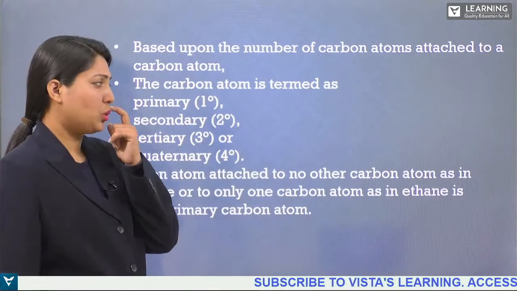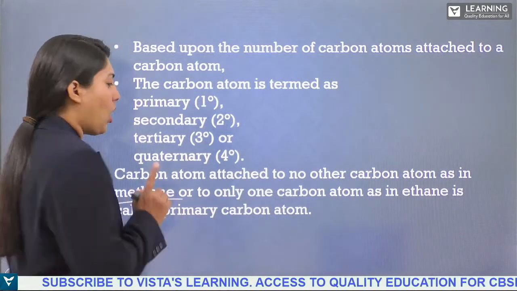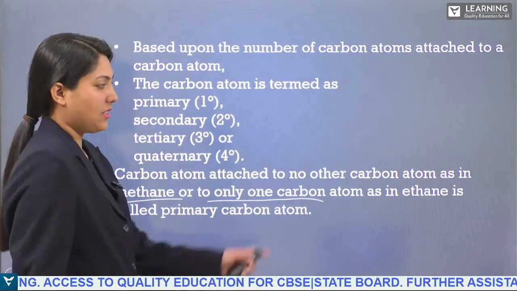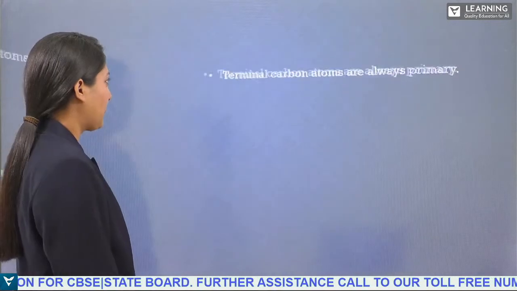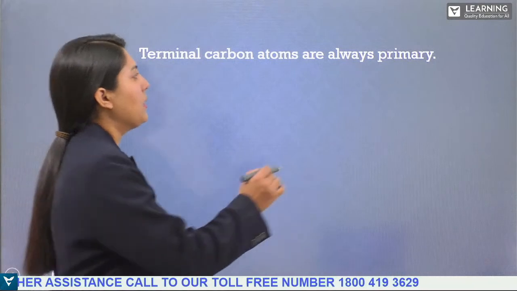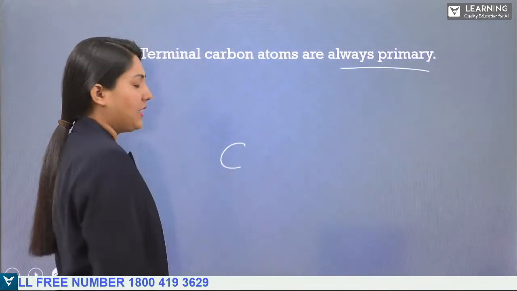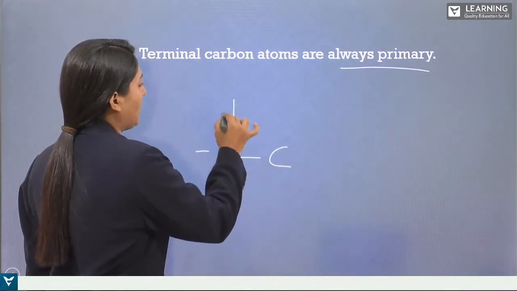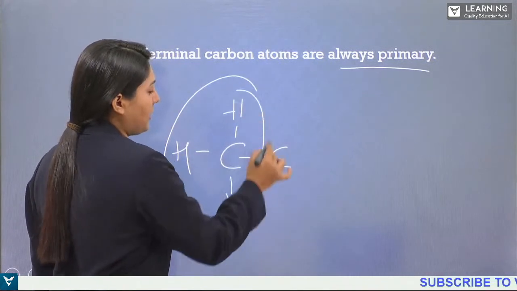A carbon atom attached to no other carbon atom, as in methane, or to only one carbon atom, as in ethane, is termed a primary carbon atom. The terminal carbon atoms are always primary. Why? Because terminal means at the end. If they are linked to any one carbon atom, they will have all the hydrogen atoms here. This is the end, the terminal.